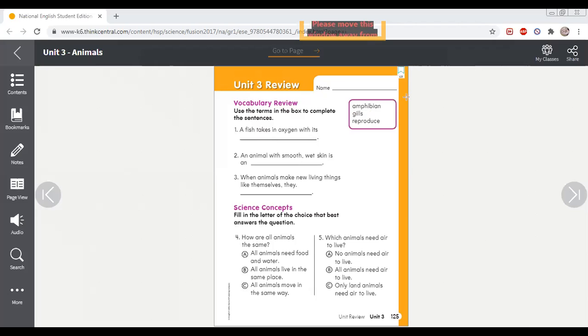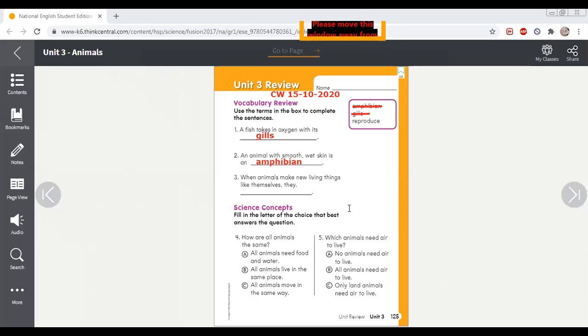Yes, very good, Murad. I got your answer. Very good. Clap for Murad, everyone. Yes, and Wasam also. Very good. So, what is it? An animal with smooth, wet skin is an amphibian. So, we are going to write amphibian. Let's cross it out and write our answer. Amphibian.